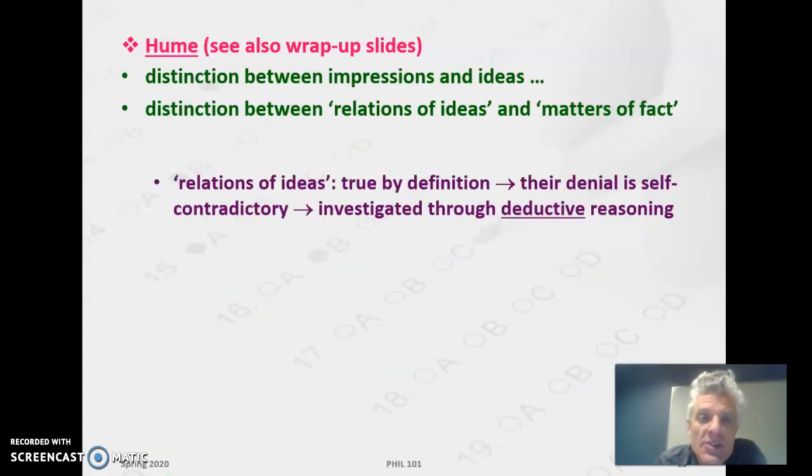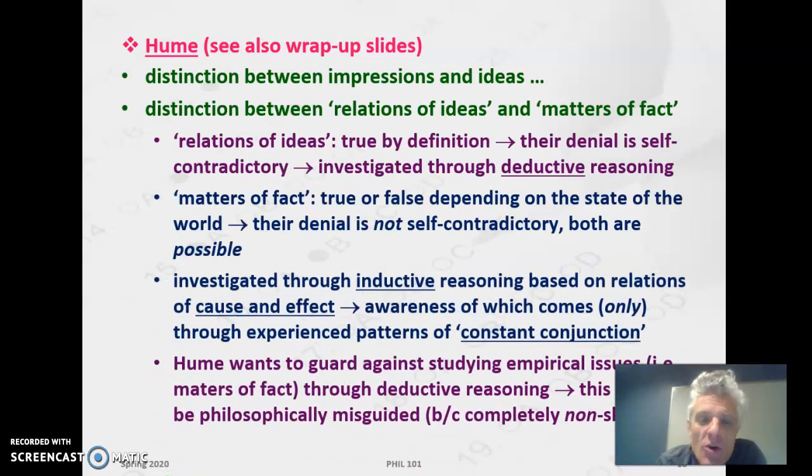Now, there is the Hume stuff. Basically, we did the wrap-up, which is more or less the same here. But here are the things you want to make sure that you're on top of. The distinction between impressions and ideas, the distinction between relations of ideas and matters of fact, right? Relations of ideas are just defined that way. The denial is a contradiction.